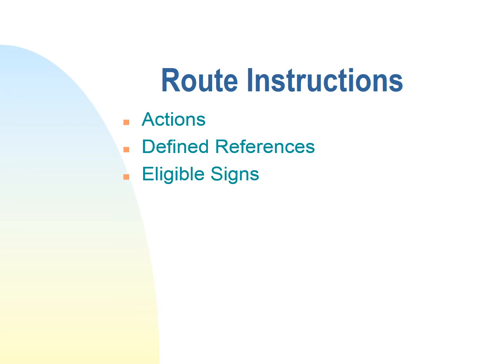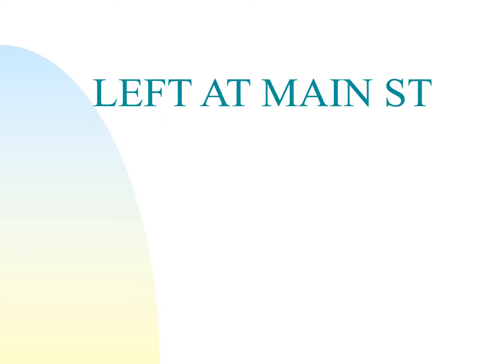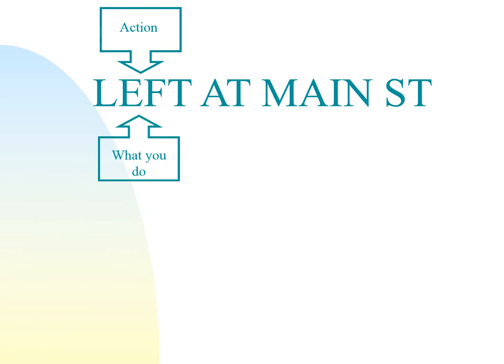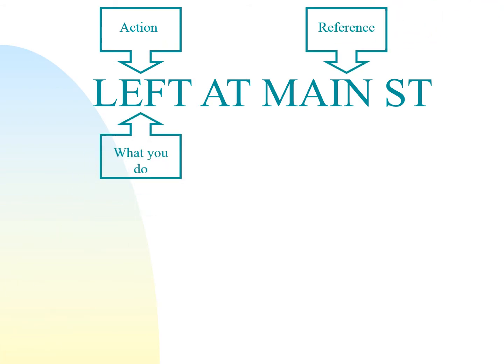So let's talk about route instructions. Route instructions have actions, and they have references, some of which are defined. And then many times we'll use a sign as the reference, so we need to discuss what signs are eligible. Here's a basic route instruction, left at Main Street. So left is the action, it's what we're going to do, and Main Street is the reference, which is where we're going to do it.